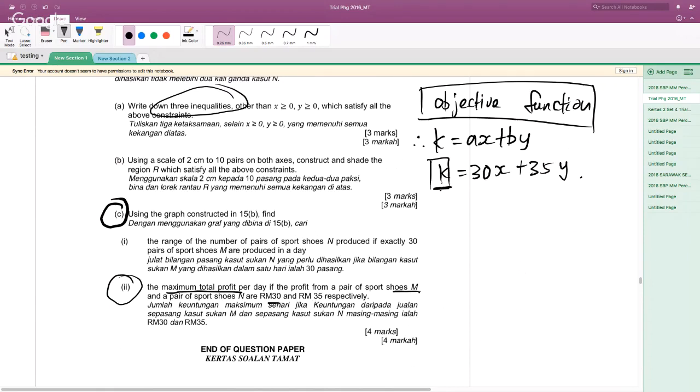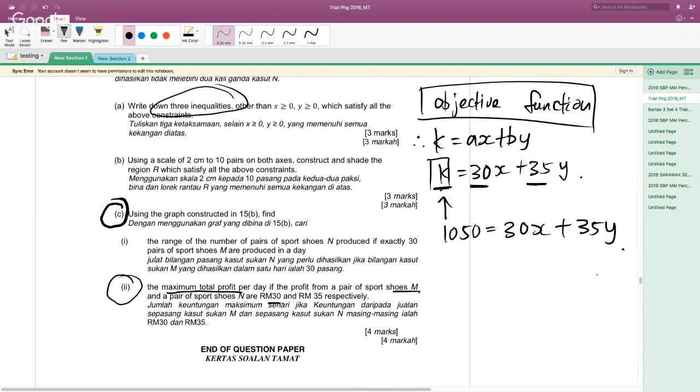You cannot leave it in terms of k, because this doesn't help you find a straight line. So for the k over here, normally what I will do is take the value a multiplied with value b. So let's say 30 multiplied by 35, I should get a very nice value here. I should get 1050. So 1050 equals 30x plus 35y.